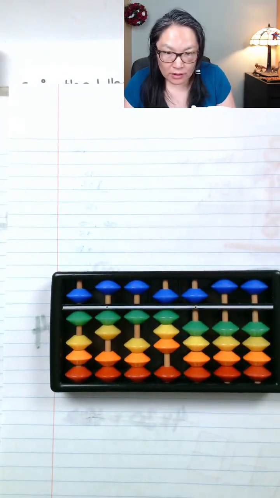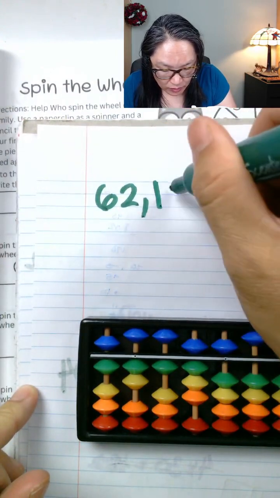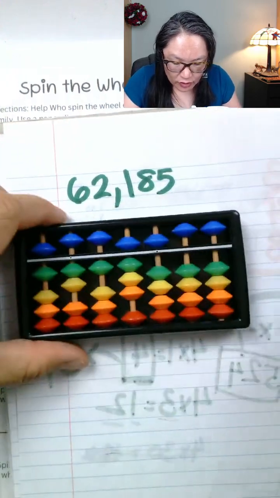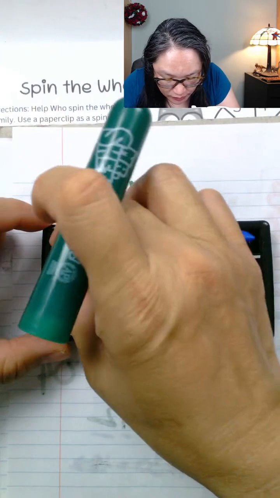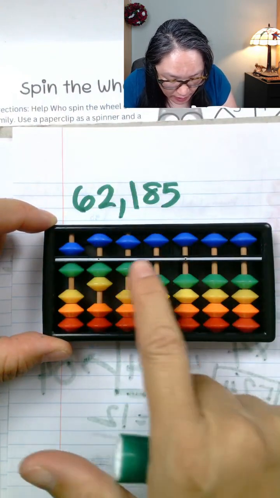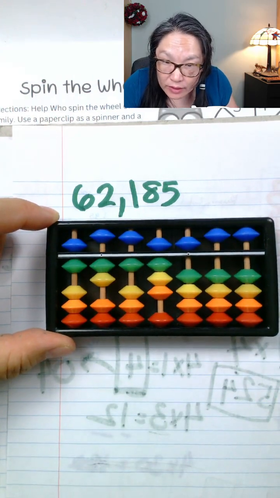So let me rewrite it, right? So 62, comma, 185. Now if you notice there's a comma here, because there's a comma, I have a comma here. So when I look, I do 62, 185. That's what that would look like.